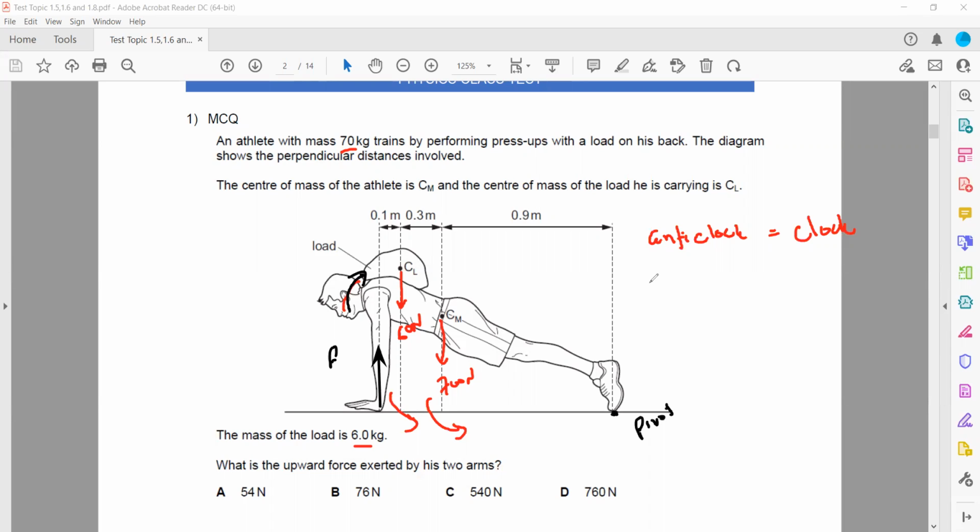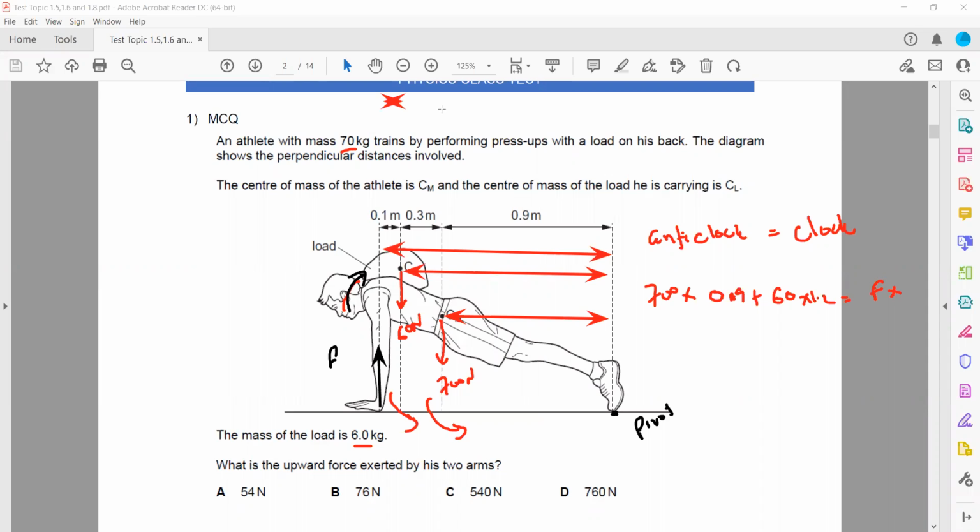The anti-clockwise moment is 700 multiplied by the distance from the pivot. So this distance for the weight is 0.9, so 700 into 0.9, plus the 60 newtons is causing a moment. And what is the distance from the center of the mass? So it is 0.9 plus 0.3, so it is 1.2, equal to the clockwise moment. So it is F multiplied by the distance from the pivot. So it is 1.3.